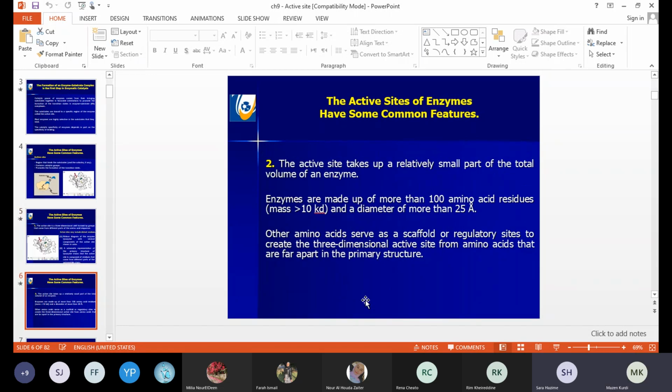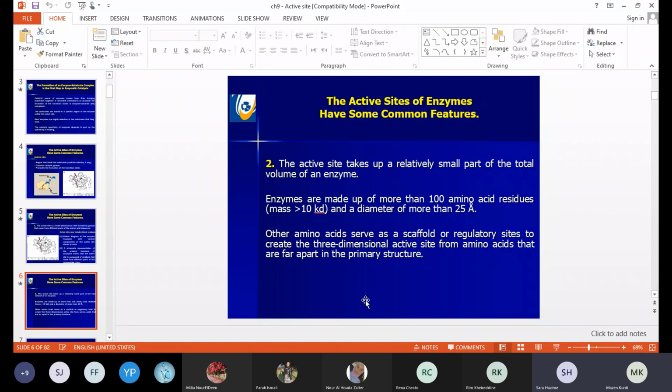Second, the active site takes a relatively small part of the total volume of the enzyme. So it's a small cleft present at the surface of the enzyme. Keep in mind that enzymes are proteins, and they may have for sure more than 100 amino acids and a diameter of more than 25 angstrom. And not all these amino acids are involved in the binding and in the catalysis. Only the amino acids present in the active site are involved in this.